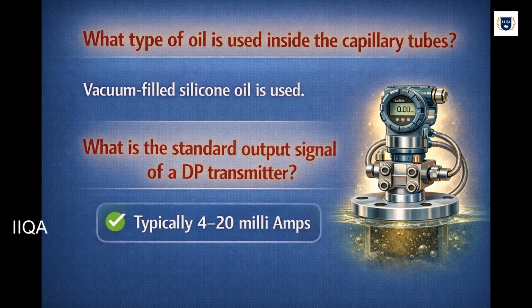What type of oil is used inside the capillary tubes? Vacuum-filled silicone oil is used. What is the standard output signal of a DP transmitter? Typically 4 to 20 milliamps.